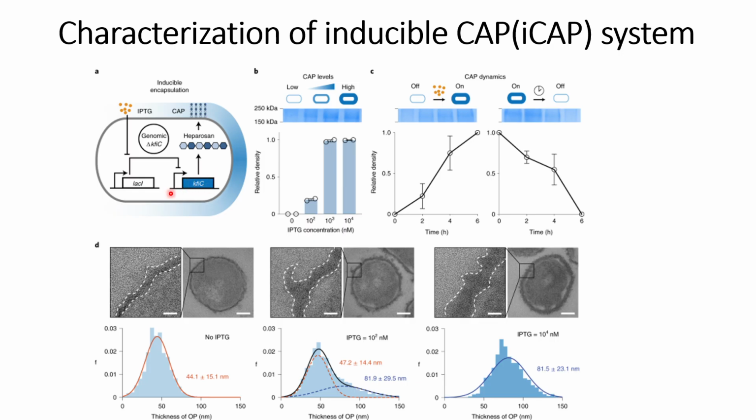Before IPTG, let us understand the conditions without IPTG. In that case, the lac repressor is formed. It will prevent these KFC genes from being transcribed and translated, and the heparosan will not be formed, and there will be no CAP formation around the bacteria. When IPTG is introduced, it will inhibit the lac repressor, and in that case the KFC genes can be transcribed and translated, and the CAP will be formed around the bacteria. So this is how the CAP system works.